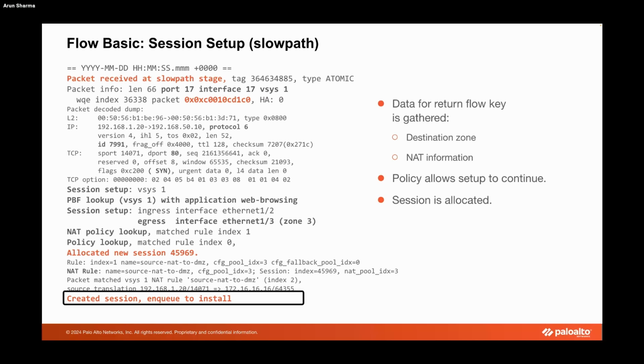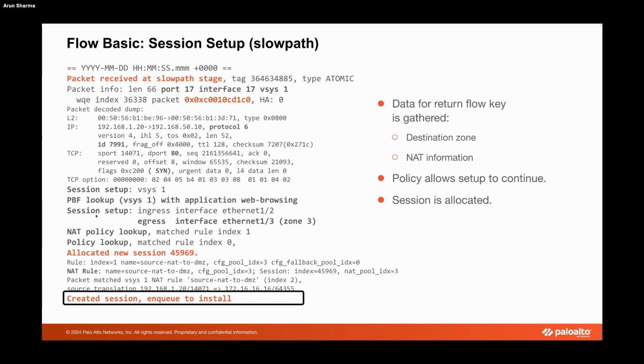I'll explain why it's talking about PBF here. In this particular example, the policy-based forwarding lookup is made with application web browsing only because there's a match in the application cache from a previous session, and the application timeout is 60 seconds. So it hasn't timed out. That's the reason. Otherwise, you won't see it.